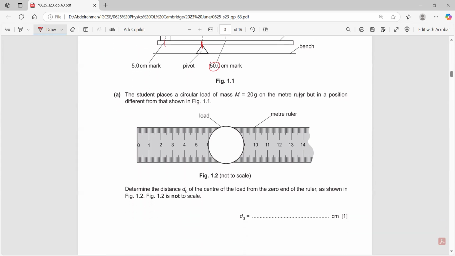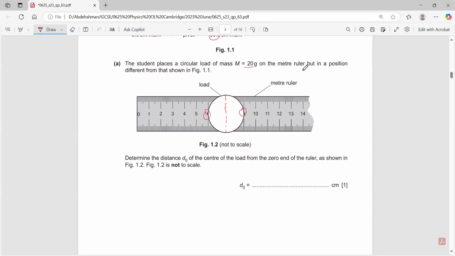He places the circular load of mass 20 grams on the meter ruler, and he cannot see the position exactly. Can I determine from the numbers given the position of the center of this load? Yes, the center would be the average between the two distances. It starts at 6 and ends at 9. So 6 plus 9 divided by 2, 15 divided by 2 is 7.5 centimeters. So this is the average distance between 6 and 9.